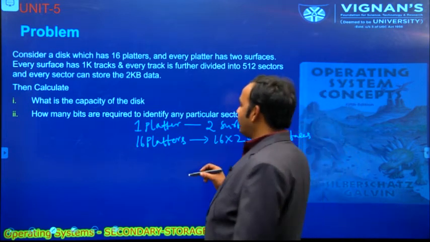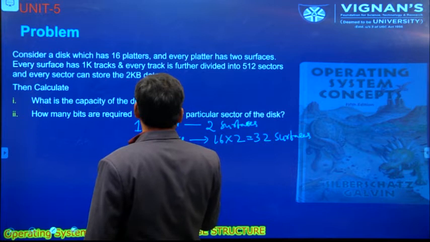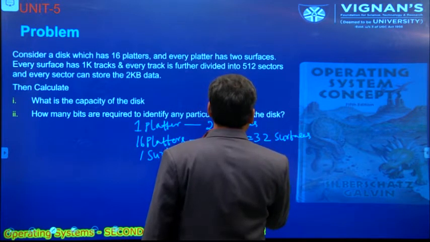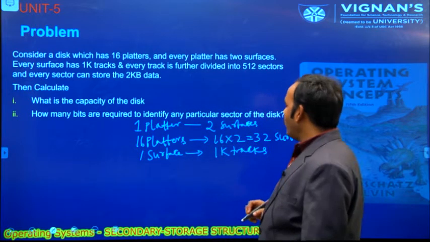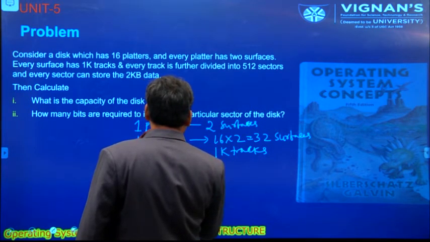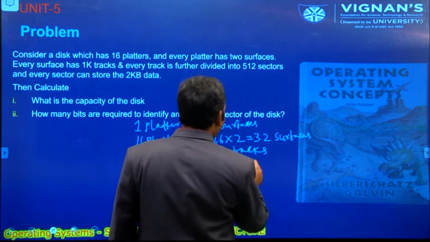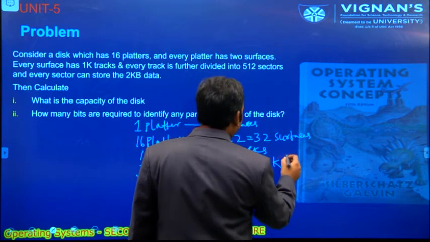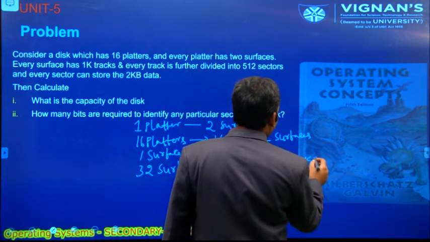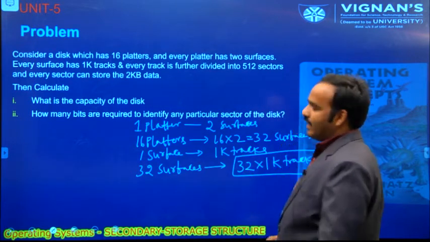Now each surface has 1K tracks. We have 32 surfaces, so the total number of tracks is 32 into 1K tracks.